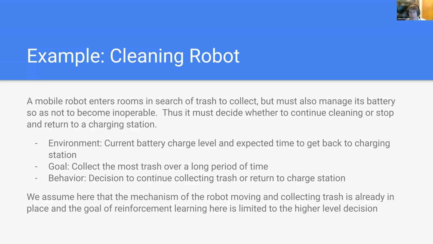And then the behavior in this case is not very complicated. It's just the decision of whether to continue on its operation of collecting trash or to return to the charging station. And in this case, we would assume that the mechanism of how the robot moves or identifies trash and collects it, all of that is handled by some other process. Here, the goal of the reinforcement learning itself is just to learn this very high level decision of whether it should keep going to collect trash, or stop to return to the charging station.